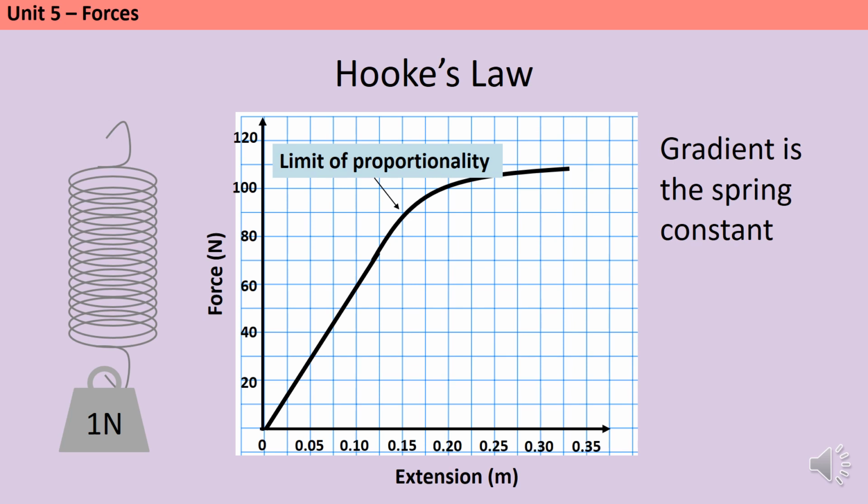From this graph, we can identify where the limit of proportionality is. As long as Hooke's law holds, extension and force are proportional to each other. That means that the graph has a continuous gradient, so we have a straight line. At the point at which the line stops being straight, we've passed the limit of proportionality.